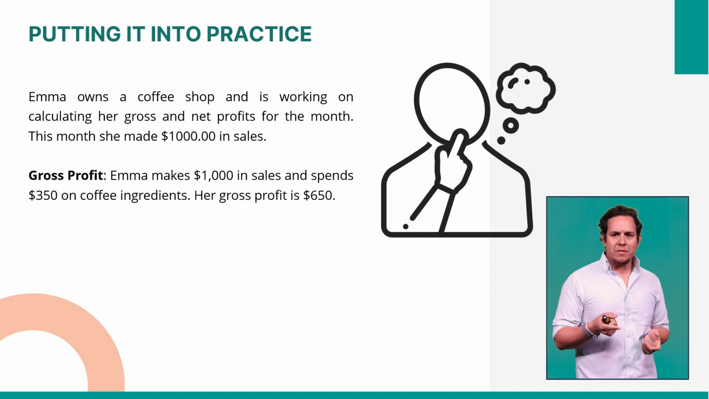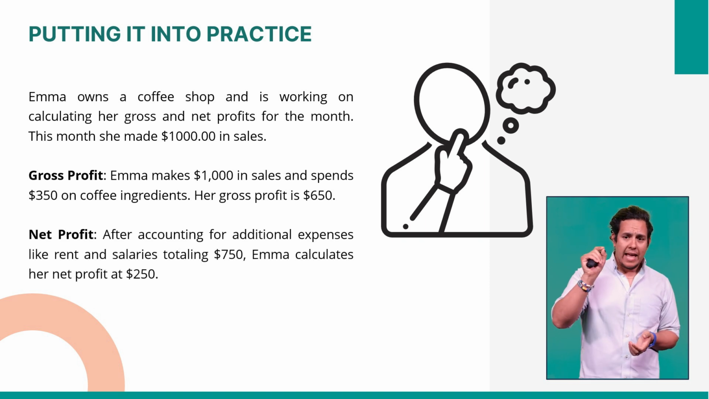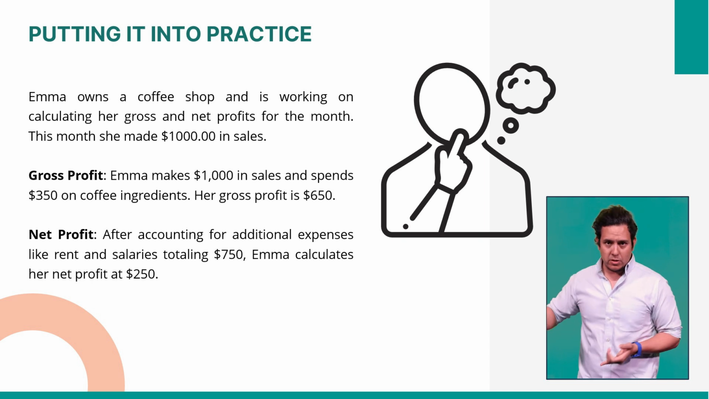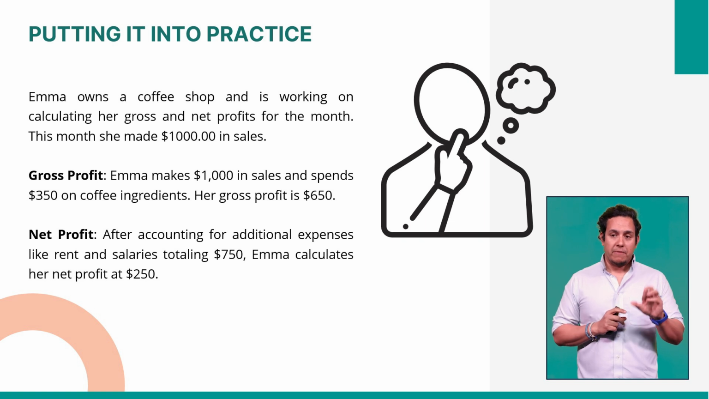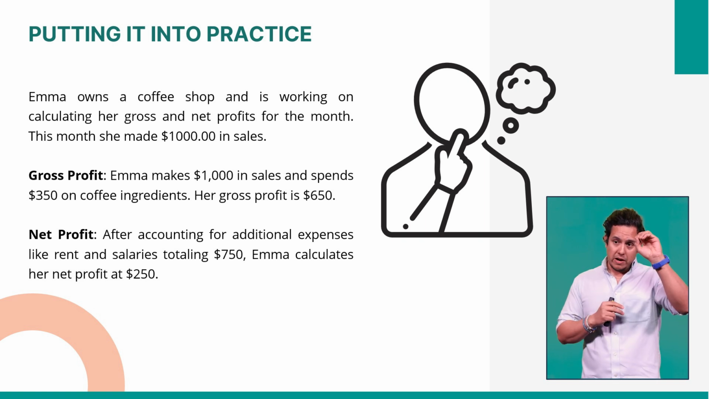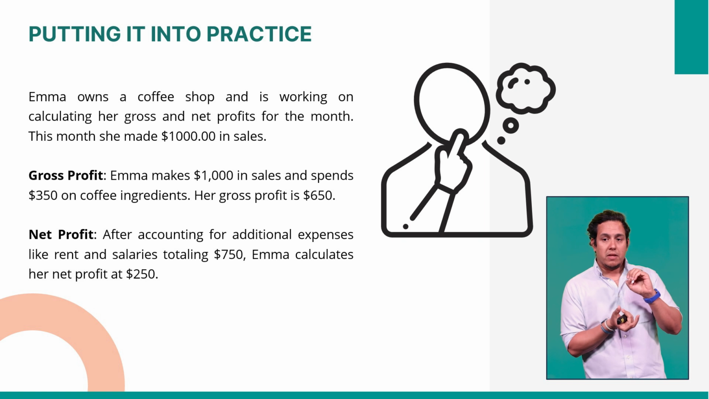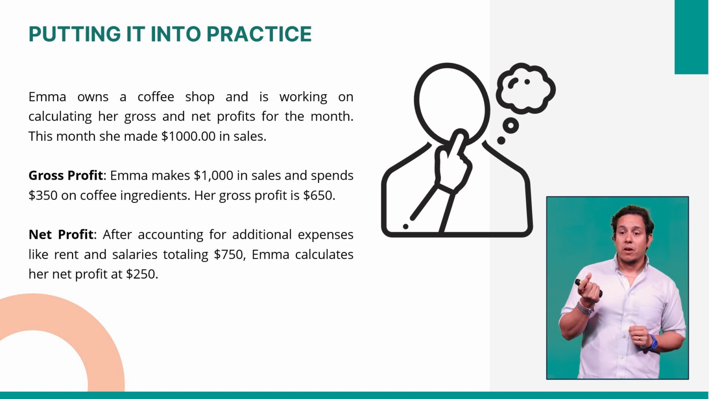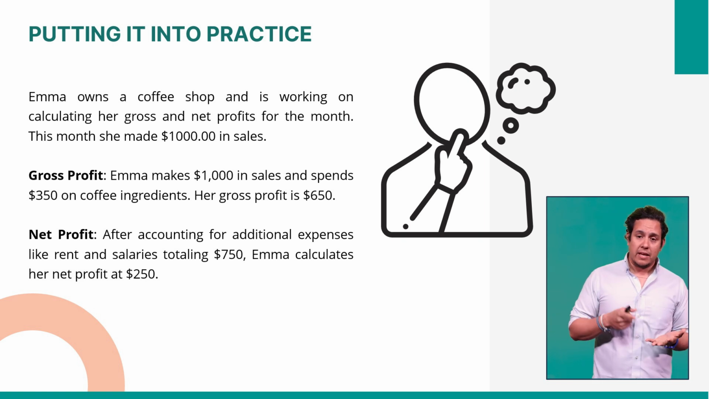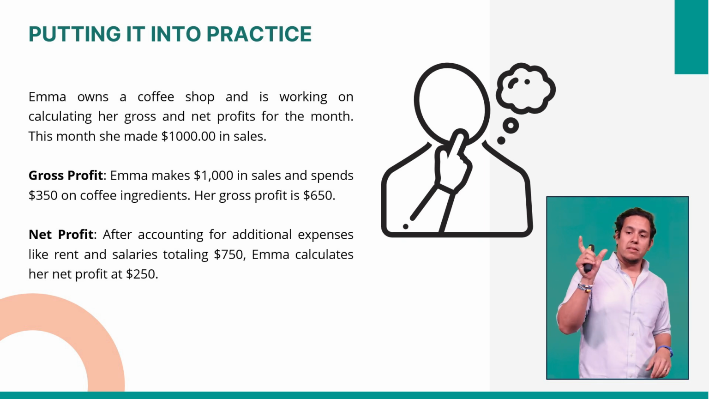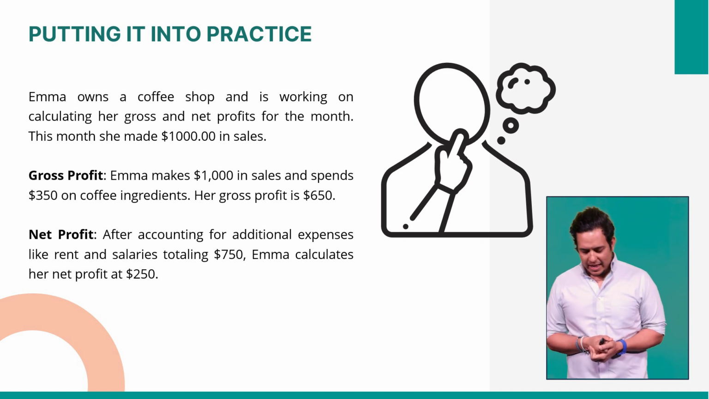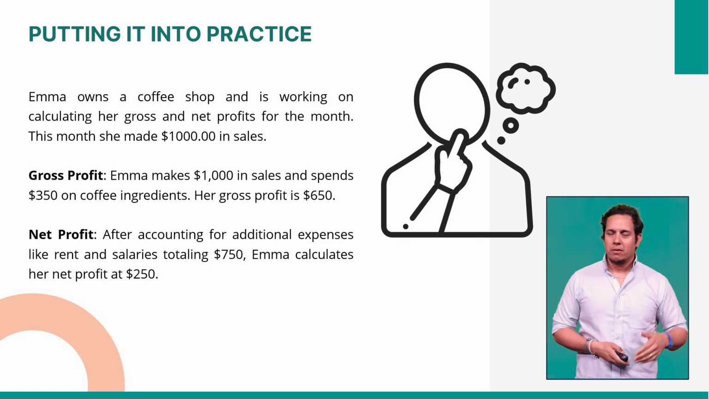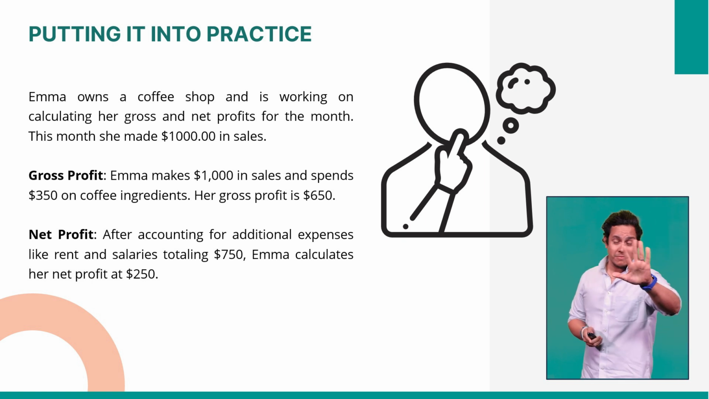Then I'm going to go to net profit. After accounting for additional expenses like rent, salaries, that's going to give me a total of $750. So the $750 is their variable cost of $350 plus all of the other fixed costs. And then we're going to calculate that the net profit is $1,000 minus $750, which gives us a result of $250, being the net profit of Emma. Woo! Not that hard. Hopefully. Okay.